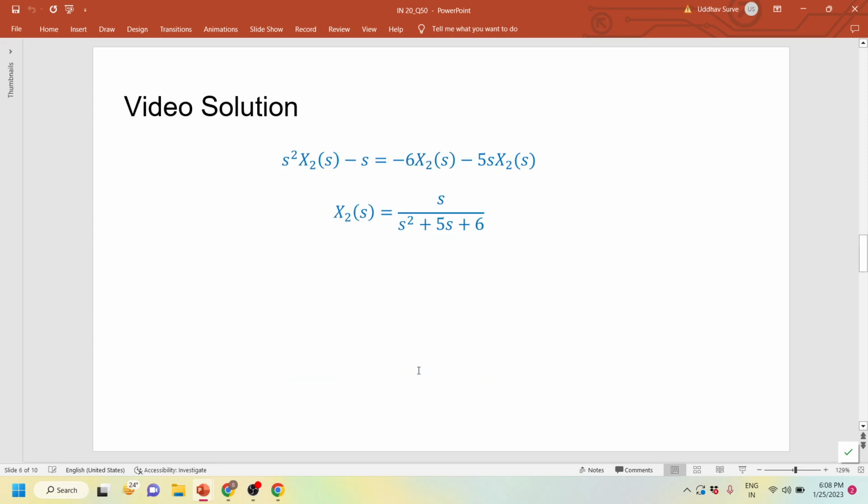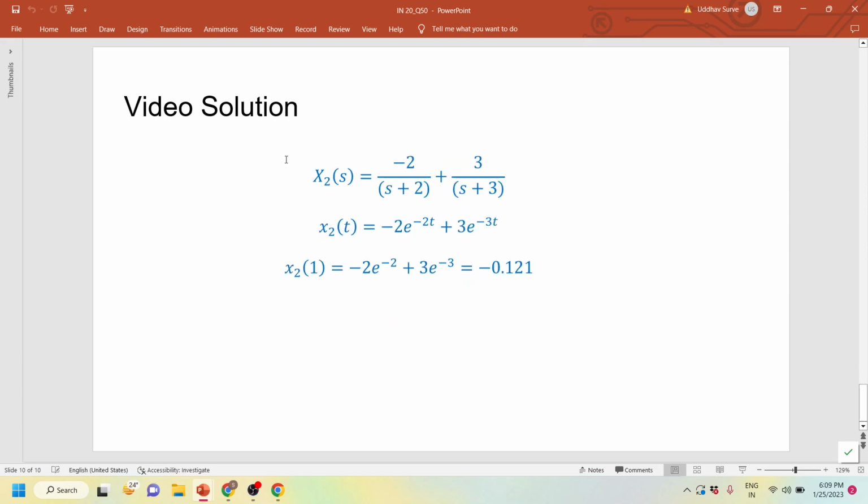So by rearranging terms, we get that X2(s) is equal to s upon s squared plus 5s plus 6. So by taking factors, we'll do partial fractions. So X2(s) is equal to minus 2 upon s plus 2 plus 3 upon s plus 3. So this is the time domain equation: minus 2 e raised to minus 2t plus 3 e raised to minus 3t. Okay, so these are the steps.